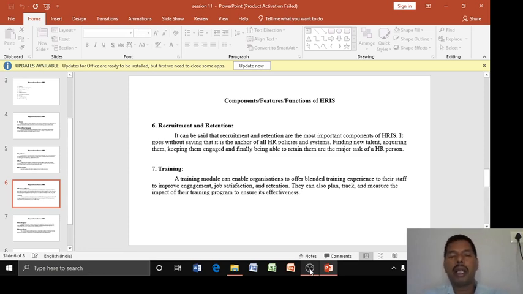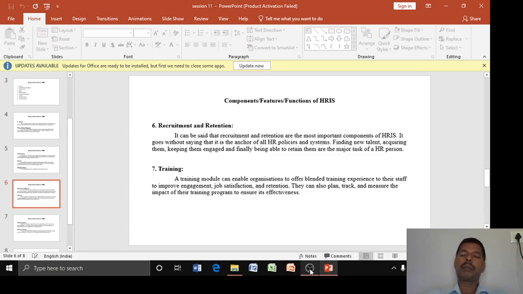Similarly, recruitment and selection, retention, is considered the basic function of human resource management. That too at present. Finding new talent, acquiring them, keeping them engaged, and finally being able to retain them are the major tasks of an HR person. So the HR person is normally responsible for this. He has to search for talent, then acquire the talent, then keep them engaged, and finally retain such talent. It is the major task of an HR person.